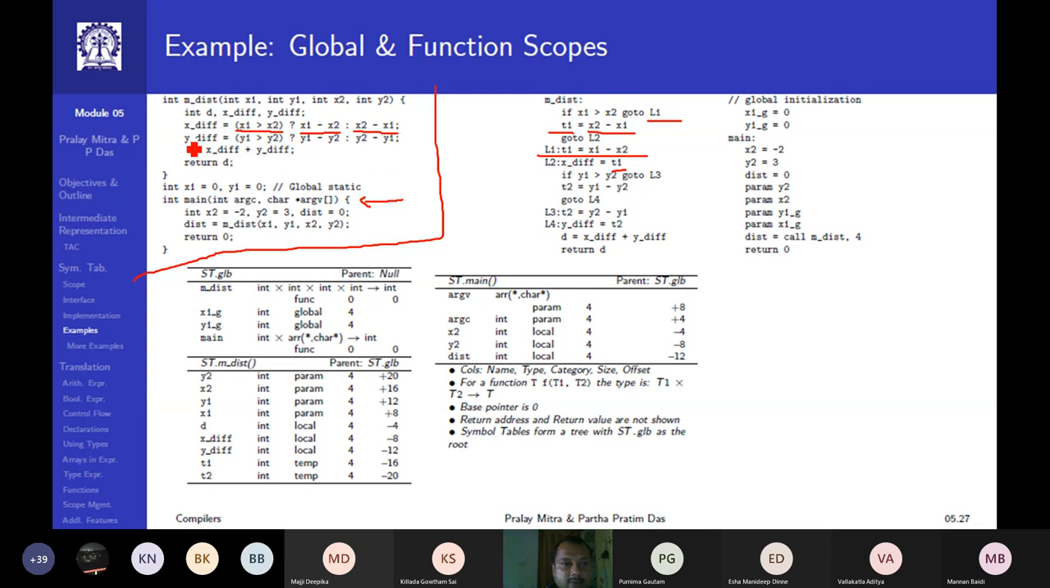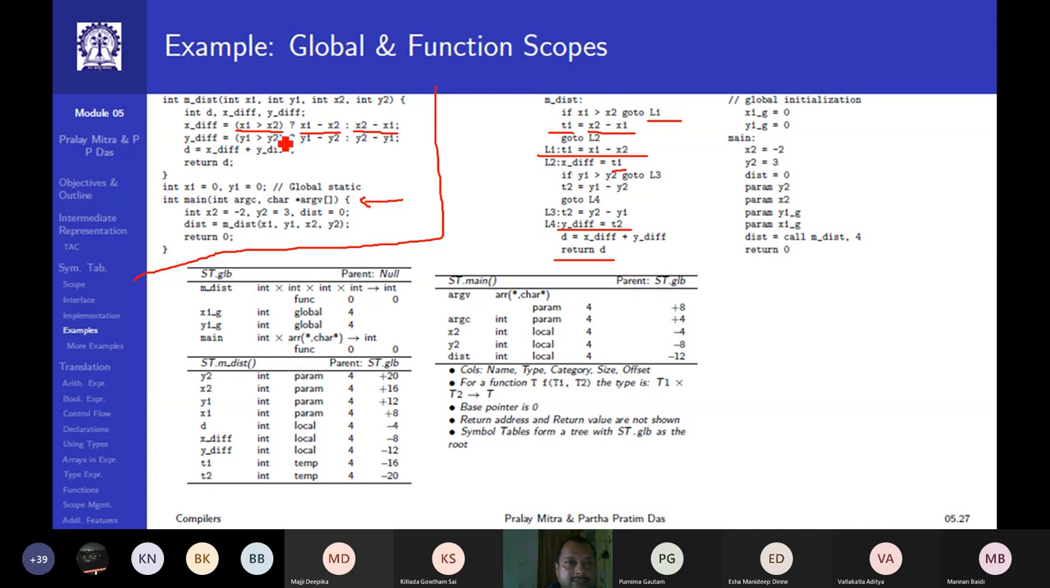Similar to that, for y difference also, I can write that one, and that y difference will be stored in t2. So I computed x difference and y difference. Now I can compute d equals x difference plus y difference. Finally, I will return d. Simple three address code.